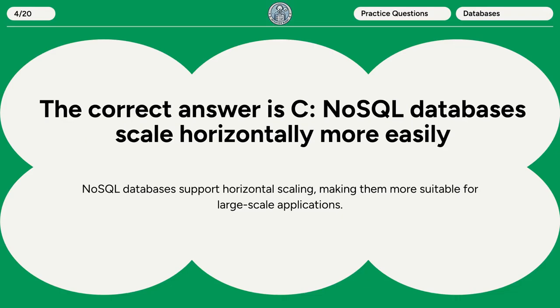The correct answer is C. NoSQL databases scale horizontally more easily. NoSQL databases support horizontal scaling, making them more suitable for large-scale applications.